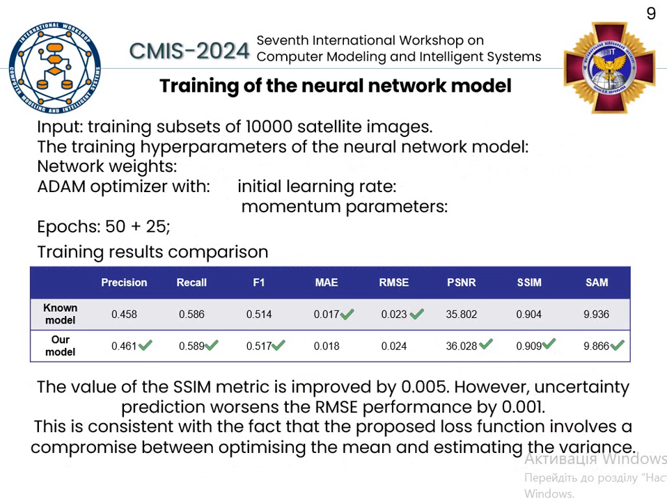During the training of the neural network model, subsets of 10,000 satellite images from several regions were used as input. Training hyperparameters were set as follows and are shown on the slide.